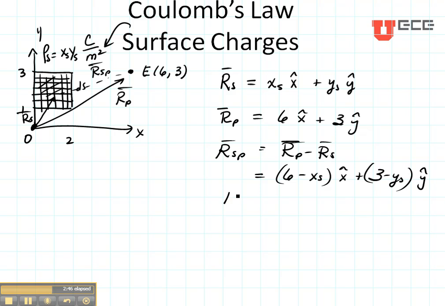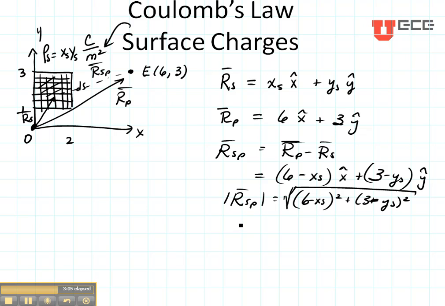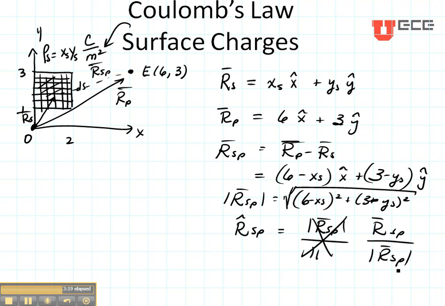In order to find its magnitude, I will square each of these terms and add them up. Oops, that's a negative sign right there. Minus ys squared, and take the square root. That right there is the magnitude of the vector from the source to the point. I also need the unit vector rsp, and that is going to be the vector rsp divided by its magnitude.